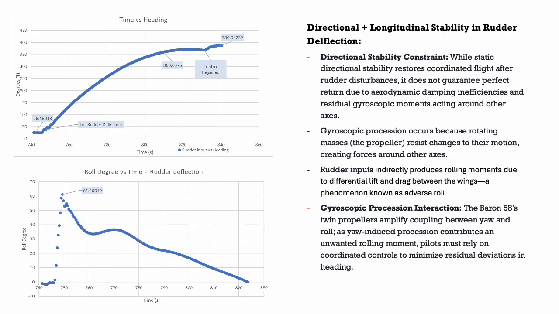Rudder deflection is primarily intended to control yaw along the vertical axis. However, it also indirectly produces roll movements due to differential lift and drag between the wings, a phenomenon known as adverse roll. As seen by roll degree versus time, this roll effect occurs because rudder deflections induce sideslip, which changes wingtip angles of attack asymmetrically. The wingtip along the direction of yaw experiences a relatively higher angle of attack and increased lift, while conversely, the wingtip opposite to the direction of yaw generates less lift due to the reduced angle of attack.